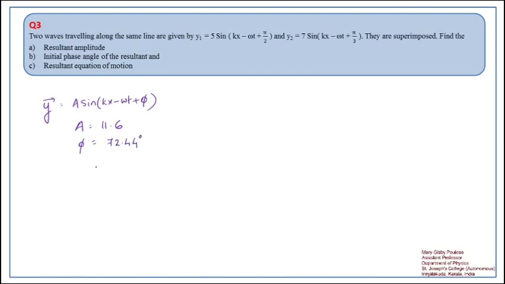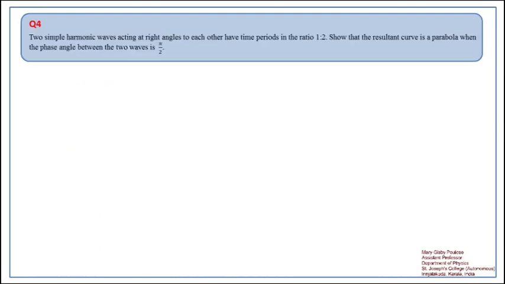In the next problem, we have two simple harmonic waves acting at right angles to each other, and they have time periods in the ratio 1:2. Show that the resultant curve is a parabola when the phase angle between the two waves is π/2. Okay, so we have two simple harmonic waves acting at right angles to each other. We can represent one of the waves with x and the other wave as y.